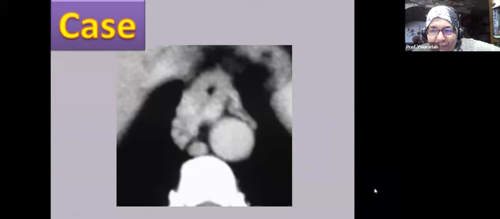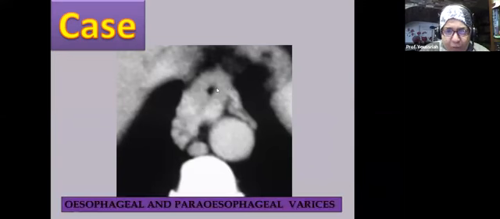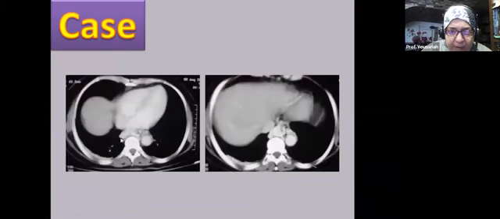serpentine vascular structures seen surrounding the esophagus. The wall thickening, circumferential and smooth with compromise of the lumen, is esophageal varices, while the nodular and serpentine structures represent paraesophageal varices. In this case, we have esophageal varices again, and in this case, we have paraesophageal varices, okay?